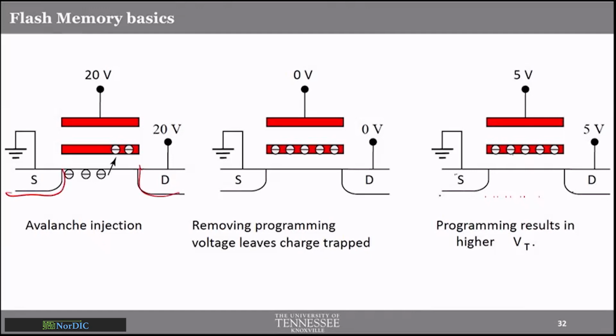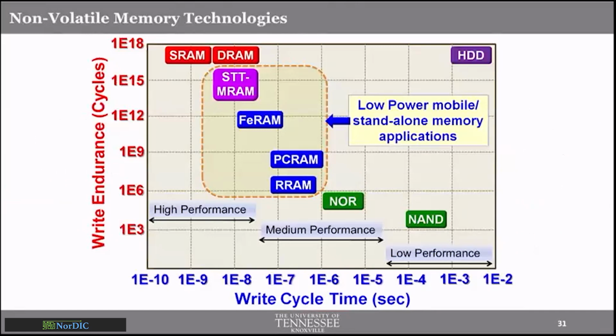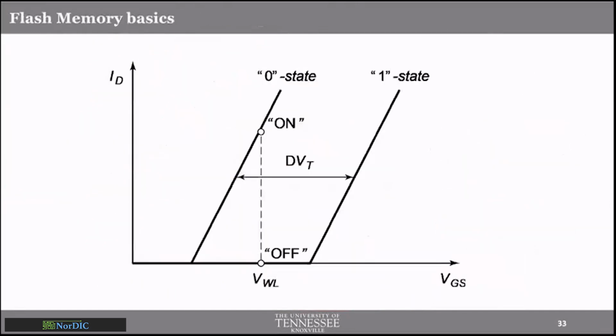We have source and drain. We literally have a transistor, nothing else, right? This is the gate. The difference is you have two gates here. One is floating. This is the floating gate, meaning it is not connected to any external voltage source. It is more like, here, let me just draw here.